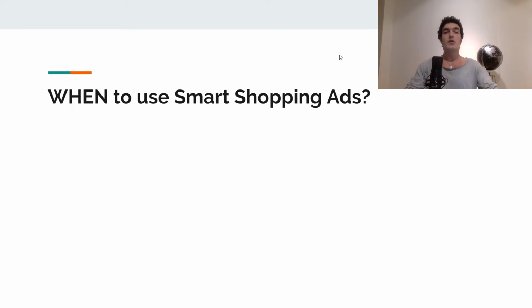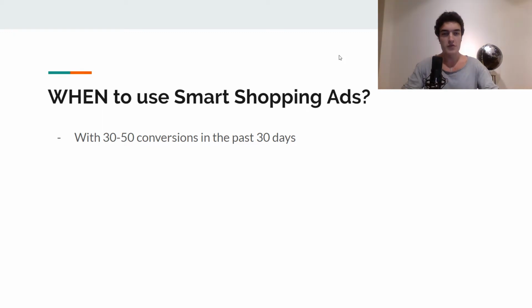So then let's talk about when to use them. I think that's probably a little more interesting here. First of all, with 30 to 50 conversions in the past 30 days, it can be very useful to try them out. But what you need to know is that if your performance is not great, you can also try them earlier. So if everything is going great in your account, I recommend to further wait with smart shopping and continue what you're doing right now.